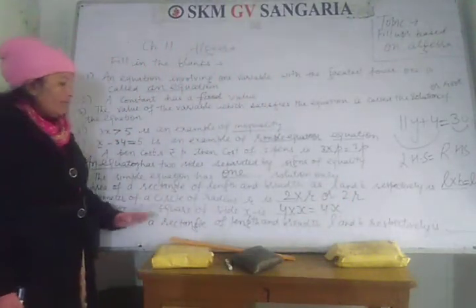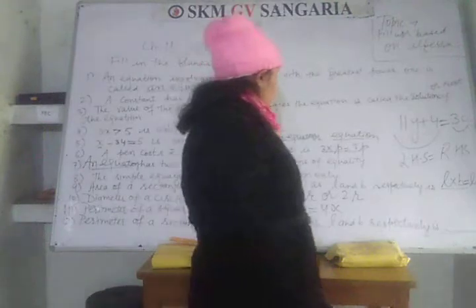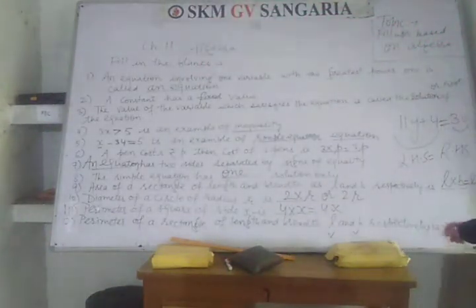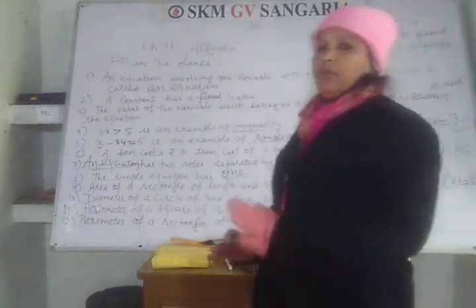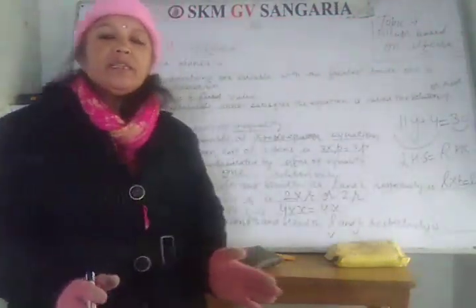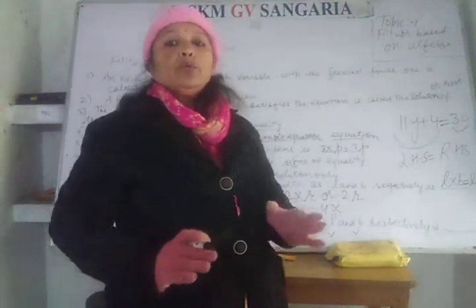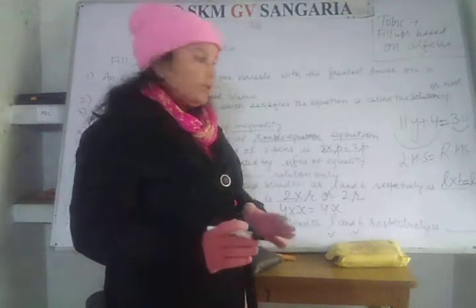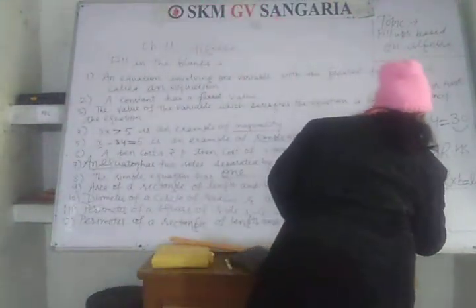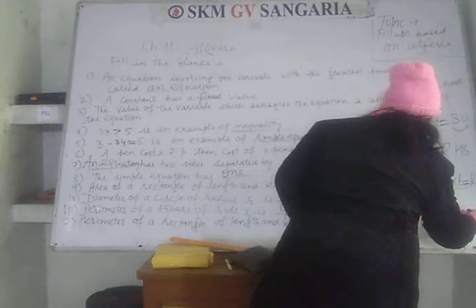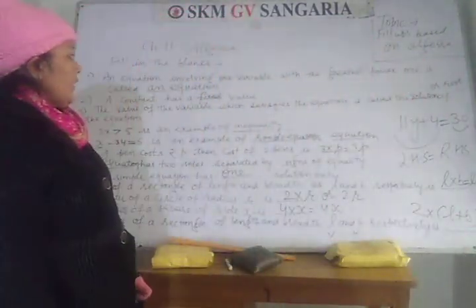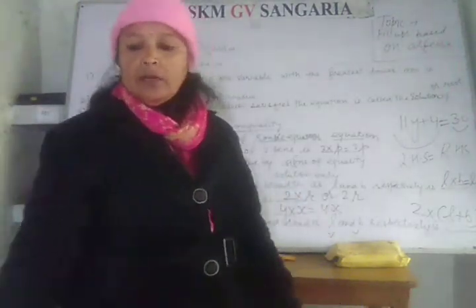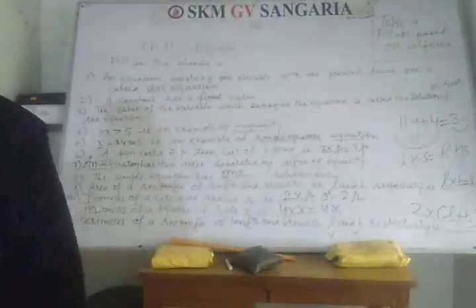Then the perimeter of a rectangle of length L and breadth B respectively. What is the formula for the perimeter of a rectangle? 2 multiplied by L plus B, with L plus B inside the bracket. So it is 2 multiplied by L plus B. So in this way, some of the objective type questions can be done.